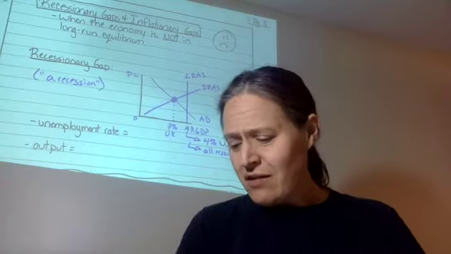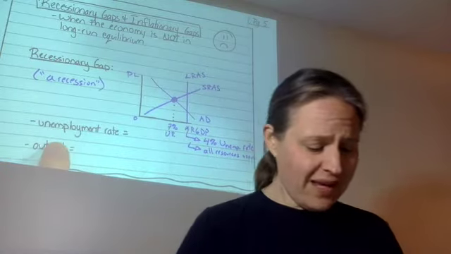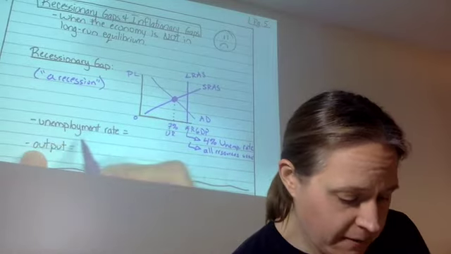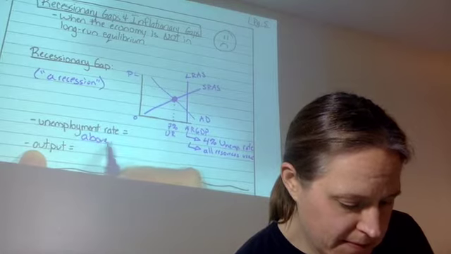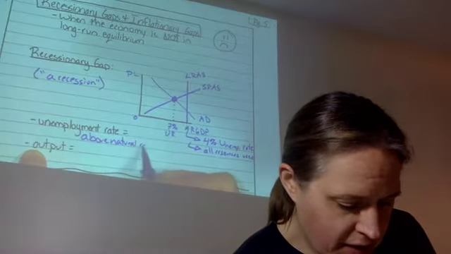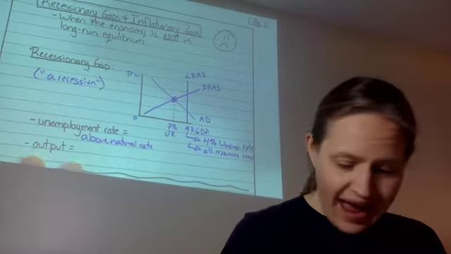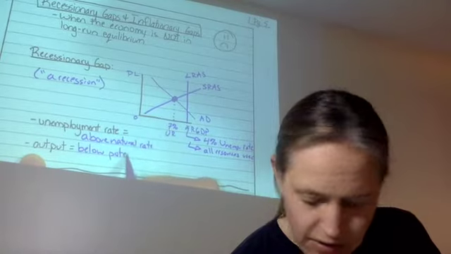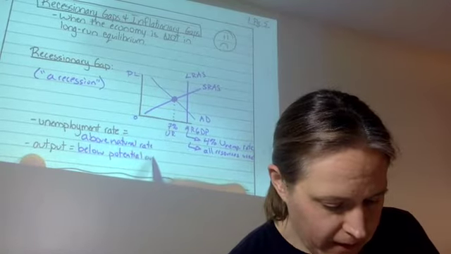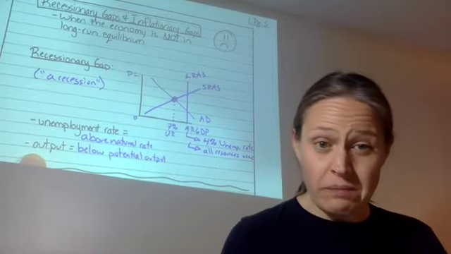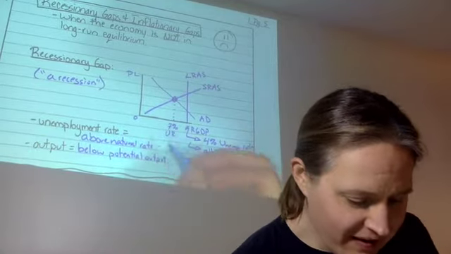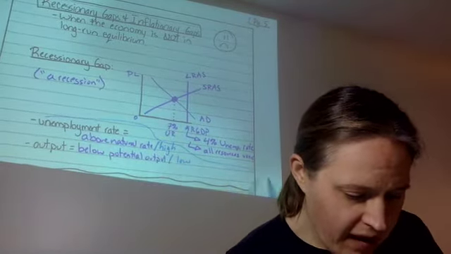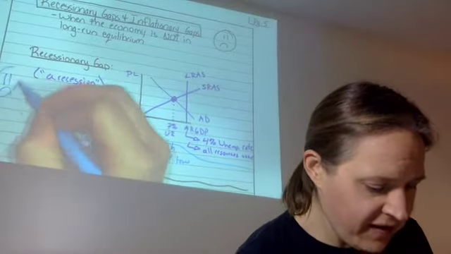Darn you, econ. So what this means is that the unemployment rate is above the natural unemployment rate. So it's above 4%, and that the output is below the potential output. If you want to put those in little simpler terms, it means that the unemployment rate is high and the output is low. And of course, this is a big old sad face situation.